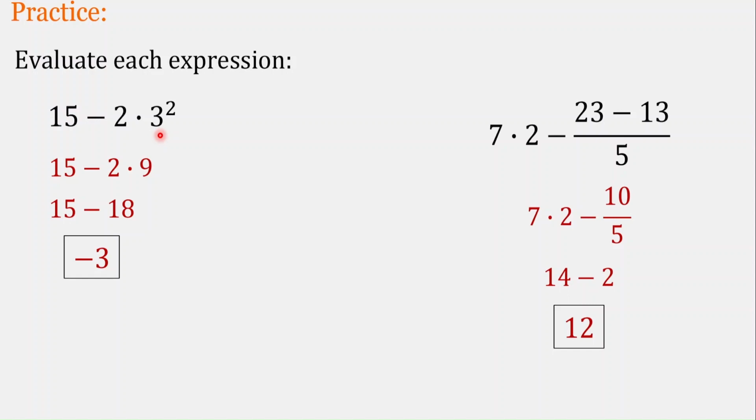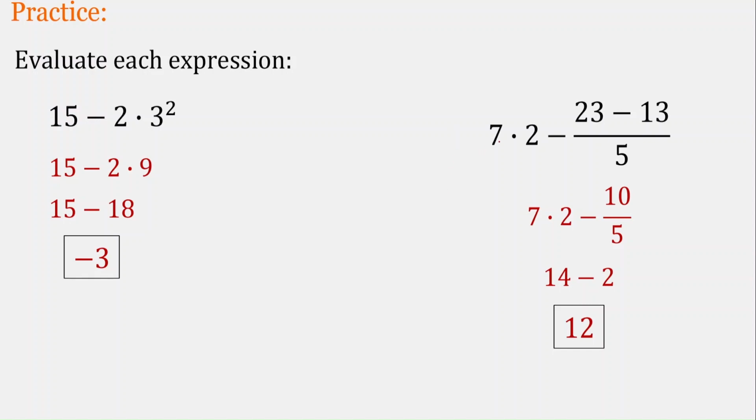For this first problem, there are no parentheses. So the first step will be exponents. We have 3 squared. That gives us 9. Now we just have subtraction and multiplication. We will do the multiplication step first, leaving us with 15 minus 18, which is negative 3.